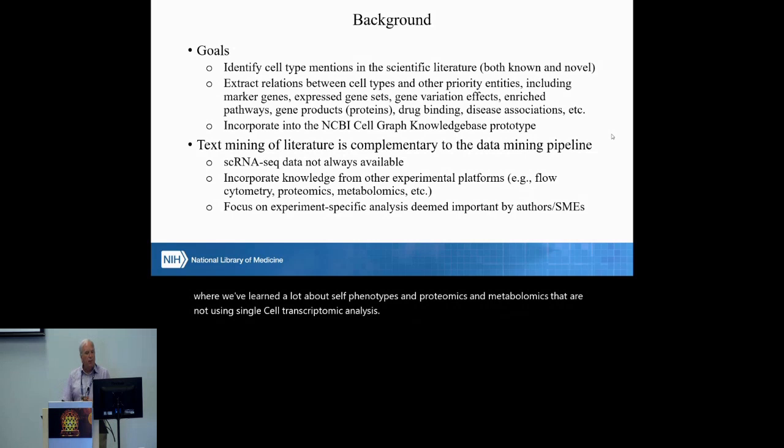And then finally, the other part about the information that you find in the literature is that the authors, as subject matter experts, focus their discussion on the things that they think are most relevant from a biological, biomedical perspective. And so by doing text mining, we're able to get the information that the subject matter experts view as being the most important.